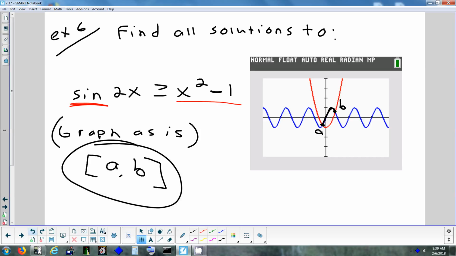Now, why did I put brackets instead of parentheses? Yep. Because it's greater than or equal to. Exactly. Not only can it be greater than the function, but it can also equal the function. If you go to the left of A, the graph in blue is below. If you go to the right of point B, the graph in blue is way below the parabola. So the only section is between A and B.